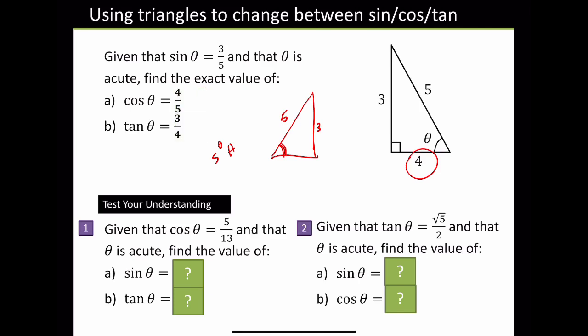So 4/5 and 3/4. Given that cos theta is 5/13, and that theta is an acute angle, find the value of sin theta. What should it be? It's 12/13 and 12/5. So again, pause the video and try these two. √5/3 and 2/3.